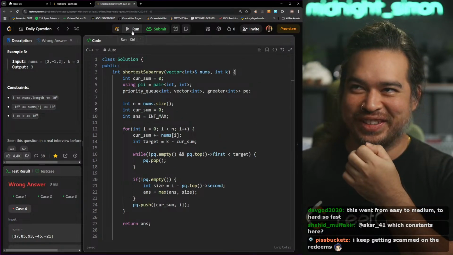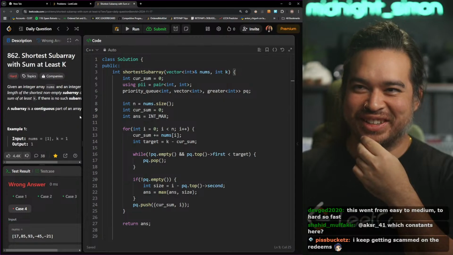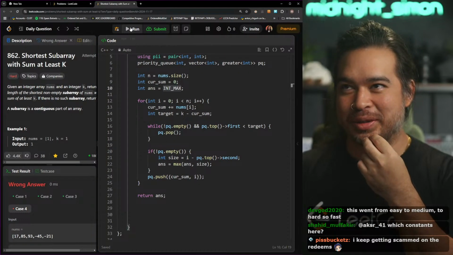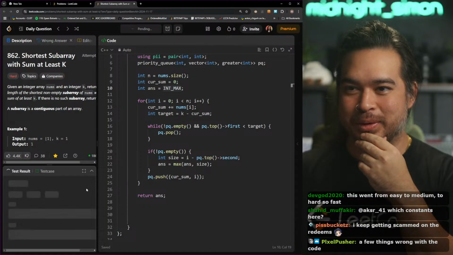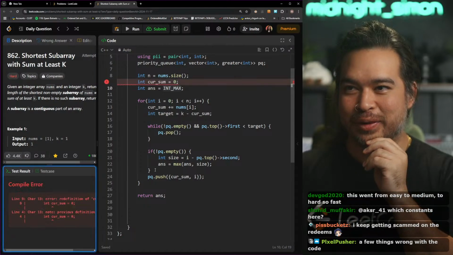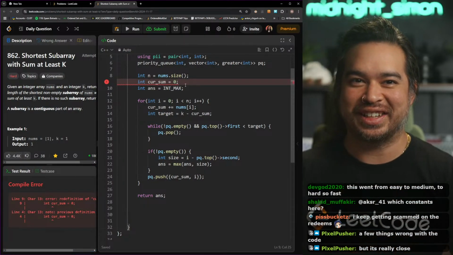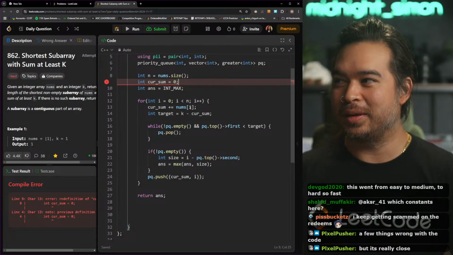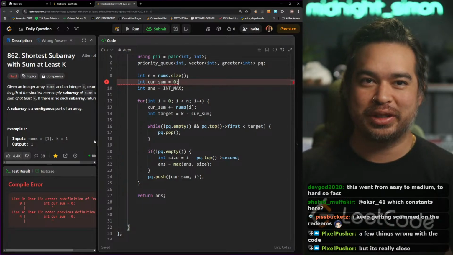This, I don't know if this feels right though. I'm only doing it because Pixel Pusher said it's alright. I guess I can just submit to see what's up. Few things wrong with the code, yeah. Feels like it. I don't know. Keep getting scammed on the redeems. What do you redeem, man?